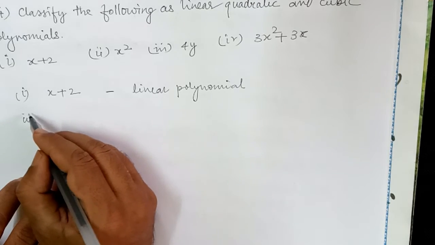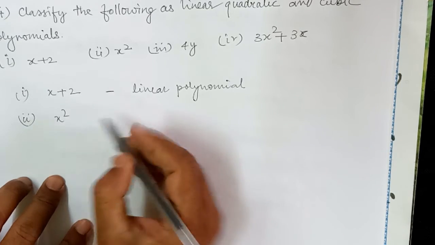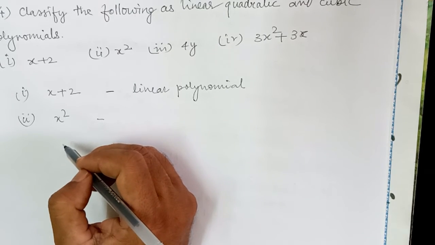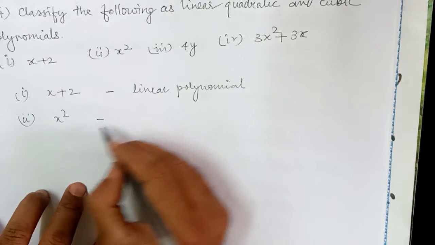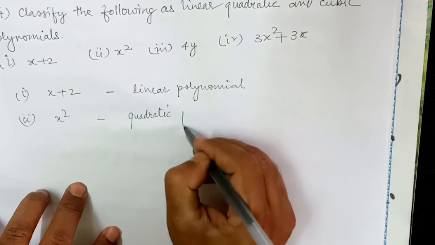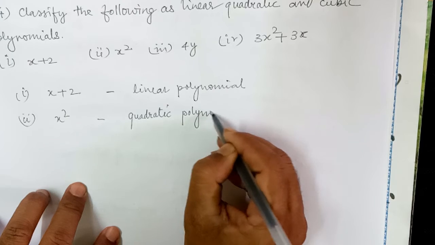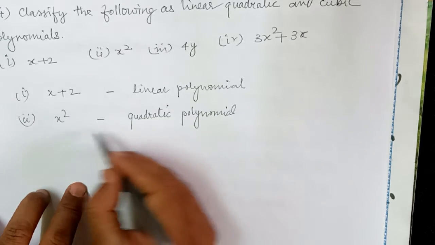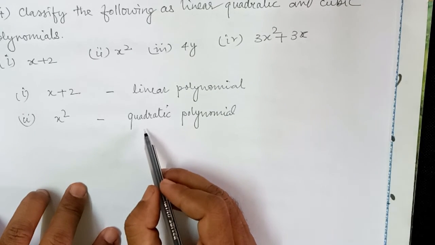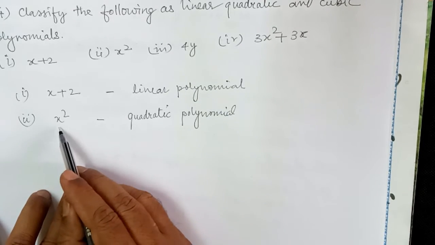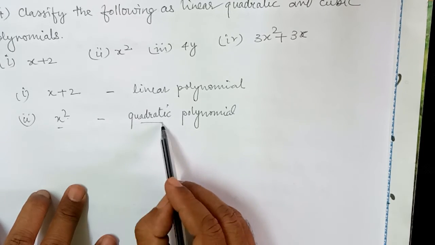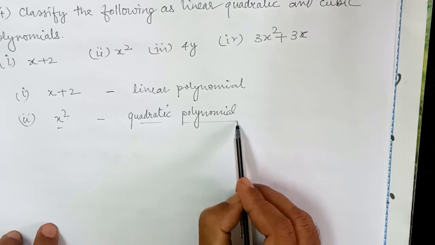Now we'll go with the next question, that is x square. Now if we observe the power, its power is 2, and when its power is 2, it is a quadratic polynomial. So by observing the highest power we can conclude which type of polynomial this is. So here the highest power we get is 2, so we can say it is a quadratic polynomial.